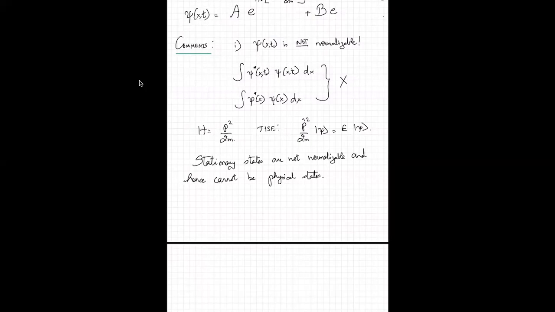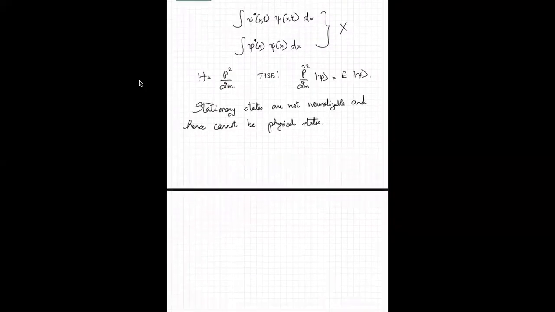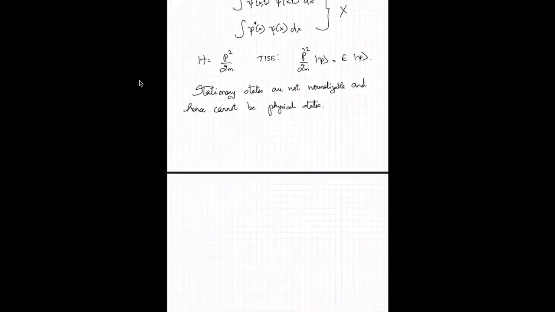Okay. So somebody is asking me why psi is not normalizable. So take the stationary state. Let me actually explain this in a slightly different fashion. Remember that we wrote psi of x comma t as a e to the i k x minus h bar k squared over 2m t plus b e to this guy, right?